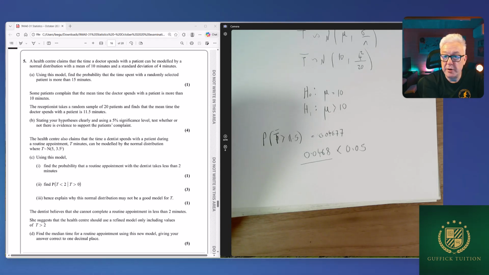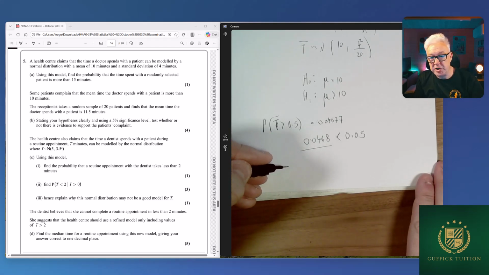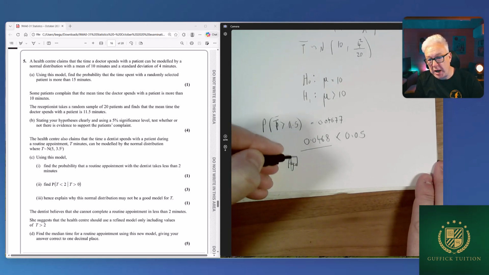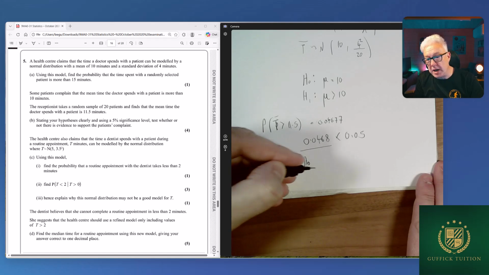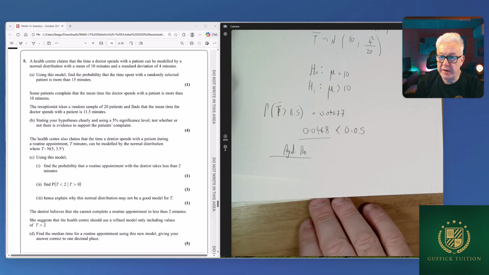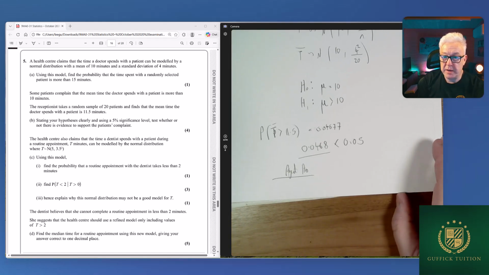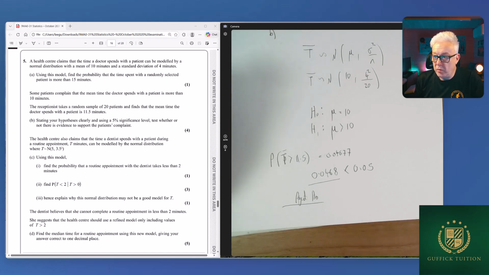So that means that there is sufficient evidence to suggest that the mean amount of time that a doctor's spending with a patient is in fact greater than 10 minutes. So there is sufficient evidence to reject H0, and there's enough evidence to support the claim that the mean amount of time being spent with a patient by the doctors is over 10 minutes. And that is the 4 marks done for that one.